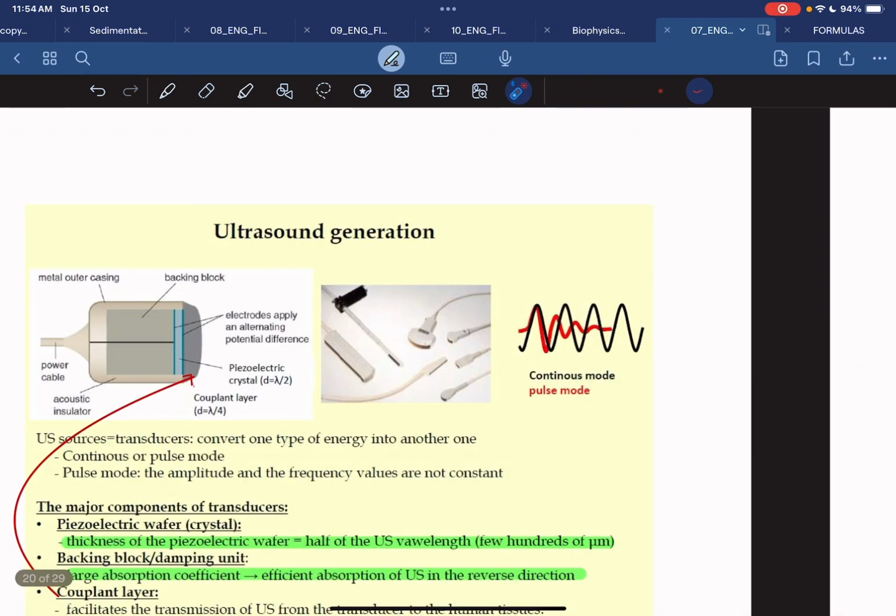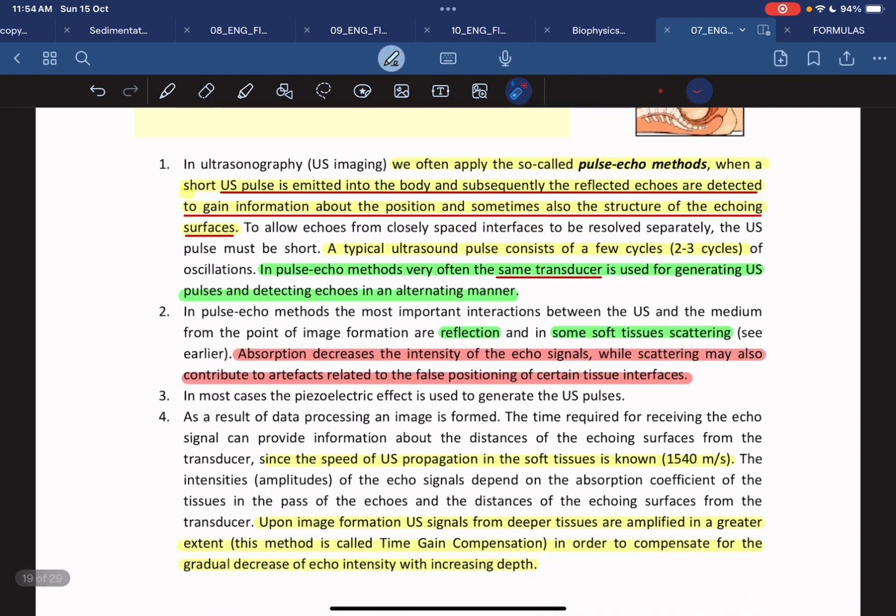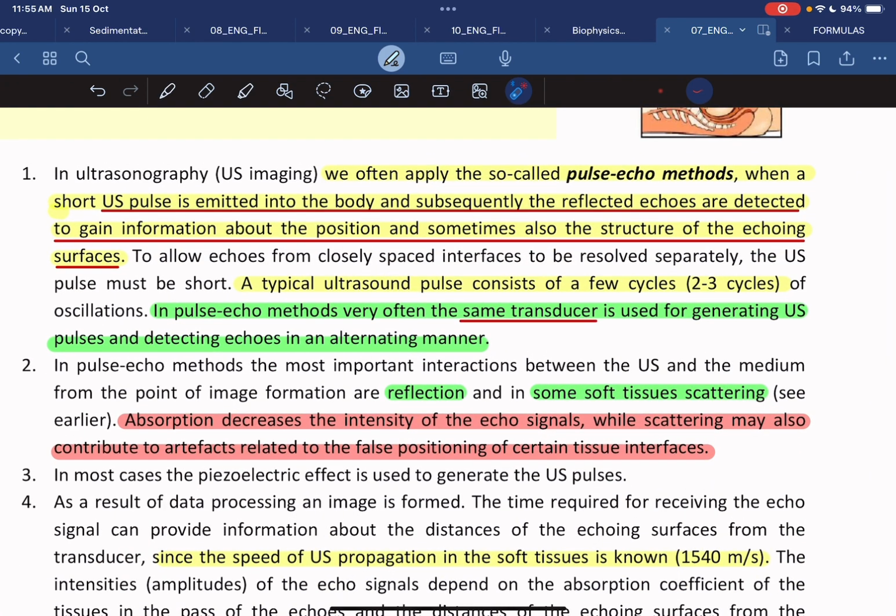Now there are some properties we need to look at. An ultrasound pulse is emitted into the body, and subsequently the reflected echoes are detected to gain information about the position and sometimes also the structures of the echoing surfaces. Now in pulse echo methods, a very important thing is that the same transducer is used for generating ultrasound and detecting echoes.